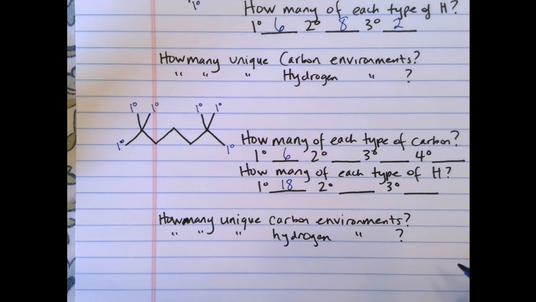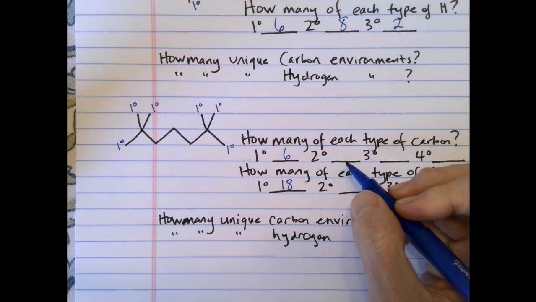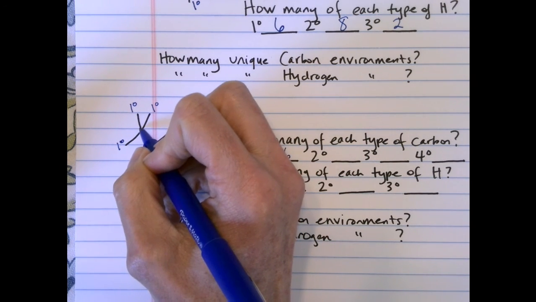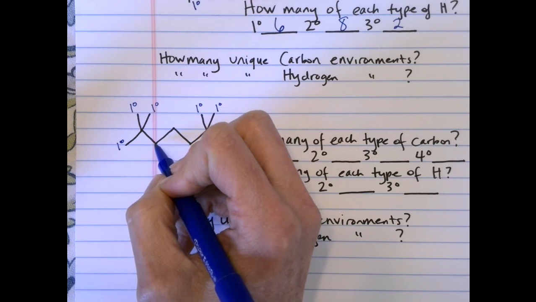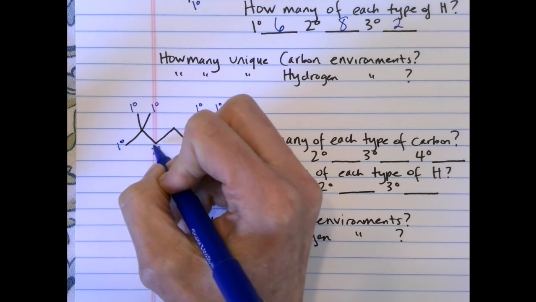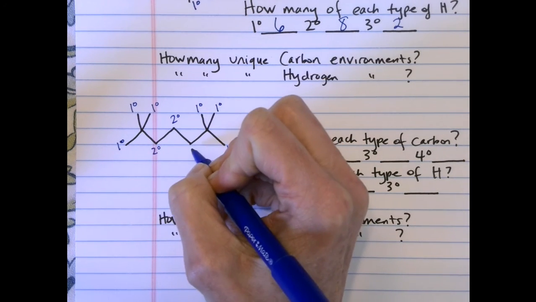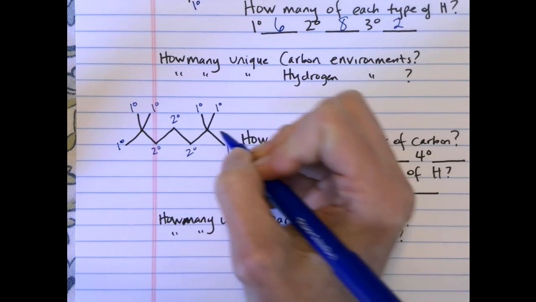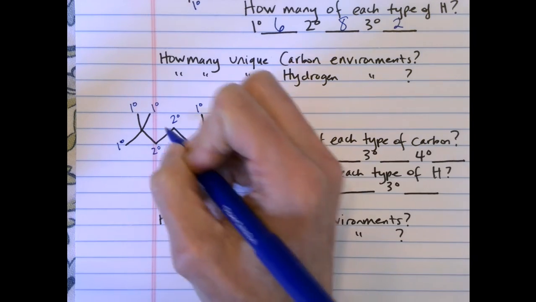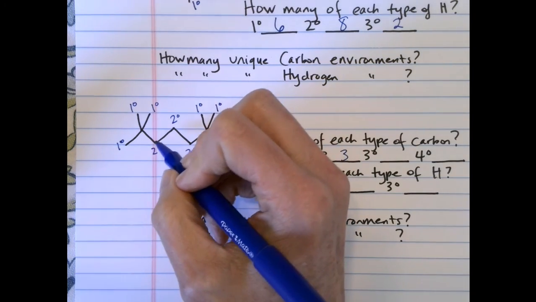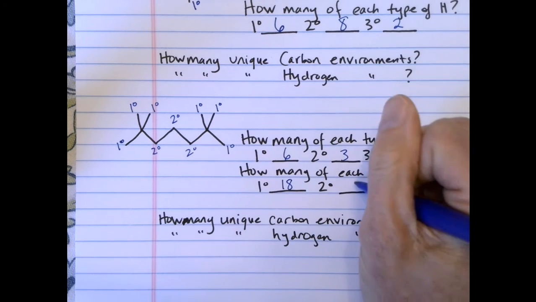18 primary hydrogens. Let's see, secondary carbons. Well, not this one for sure, right? This one looks secondary. It's attached to 2 other carbons. This one looks secondary, 2 other carbons. This one is secondary, and not that one. So 1, 2, 3. 3 secondary carbons. And in terms of hydrogens, there would be 2, 4, 6 of those.